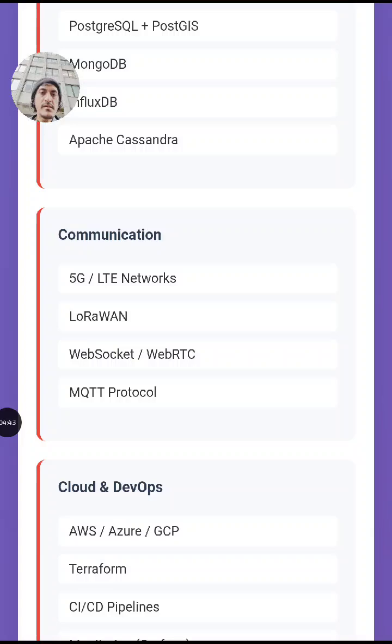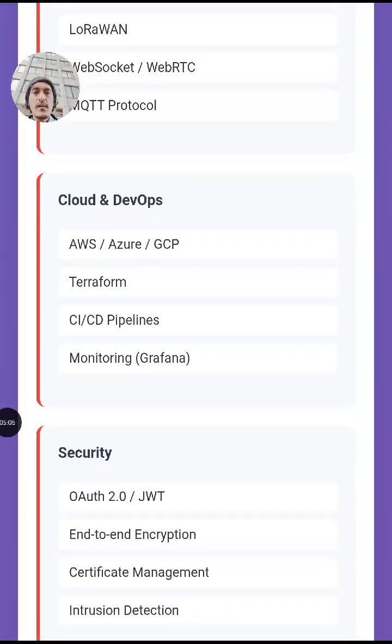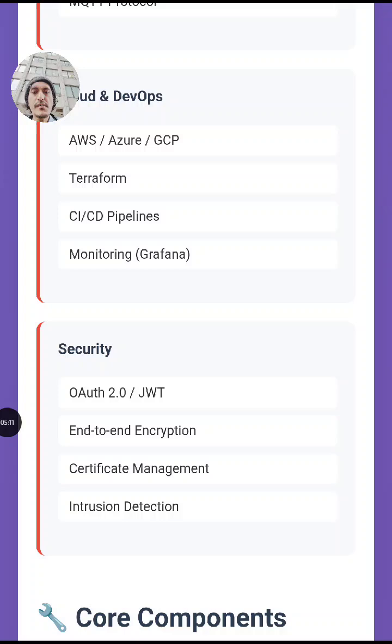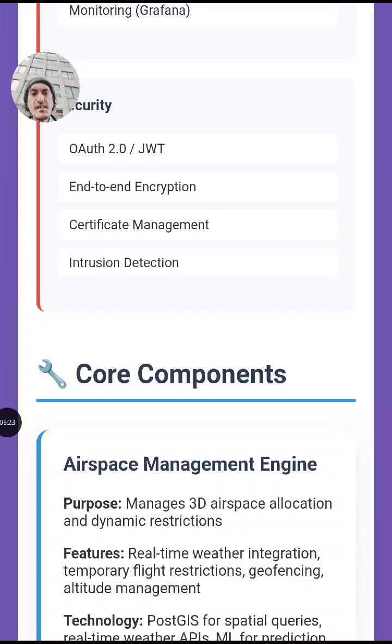Next comes communication. State of the art, the latest ones, like 5G, LTE networks, LoRaWAN, WebSocket, WebRTC, MQTT protocol. Then cloud and DevOps tech stack could be AWS, Azure, GCP, then Terraform, CI/CD pipelines, and monitoring with Grafana, for example. Then security: OAuth 2.0, JWT, end-to-end encryption, certificate management, intrusion detection.